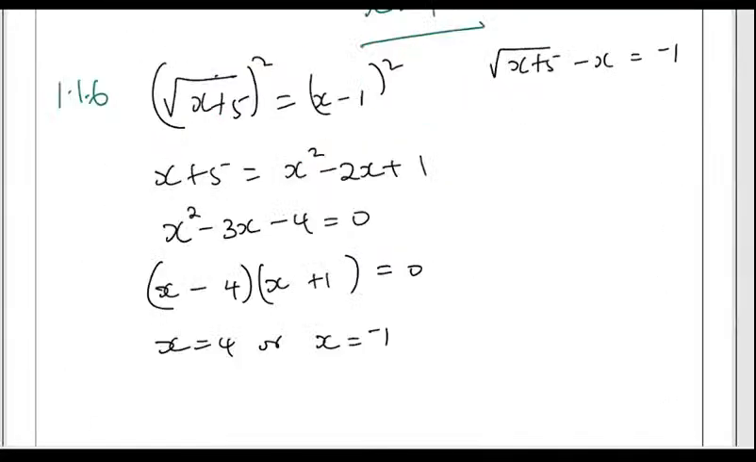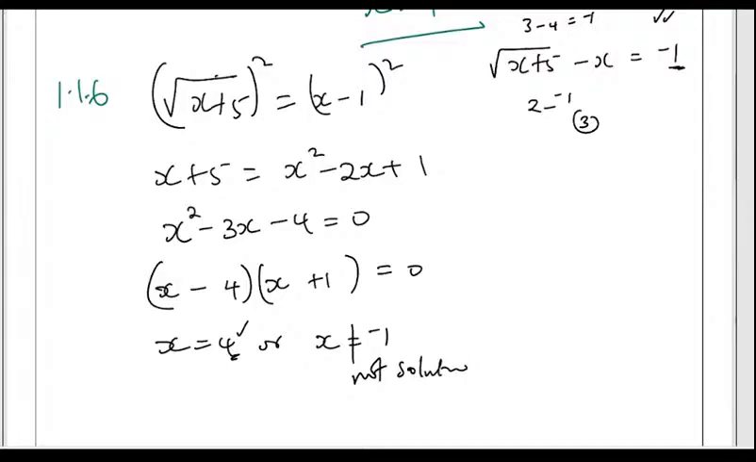So if we use 4, 4 plus 5 is a 9. Square root of 9 is a 3. Now, 3 minus 4 gives us a -1, which is the same as that. So that is correct. This answer stands. Let's try with the -1. -1 plus 5 is a 4. Square root of 4 is a 2. Minus -1, which gives us a 3. On the right-hand side, we have just a -1. So this, we cancel it out, or you can tell us that it is not a solution.